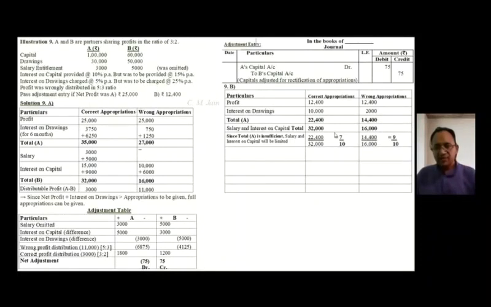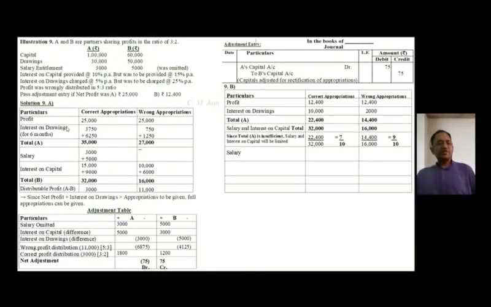That means as per correct appropriations, we will give all appropriations limited. That means only 7 upon 10, 70% of the appropriation. And as per wrong appropriations, 9 by 10 or 90%. Now let's write down the amounts of appropriations to be given. Salary first of all.